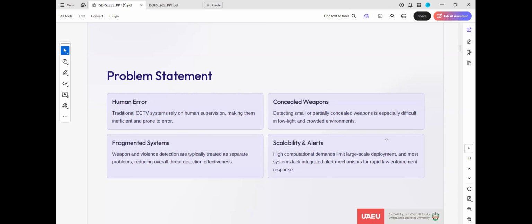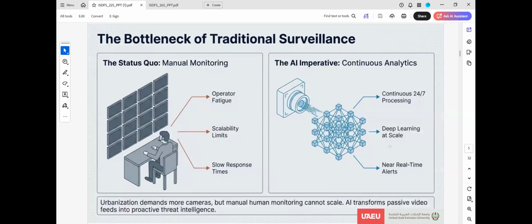And the next, fragmented system. Why do we have to focus on the fragmented system? Because it's not like there is only one weapon, it may be different. So in that case, how do we segregate them? That is one problem. And after an incident happens, how do we alert the rest of the people? So that is the problem. We have to consider all these problem statements and move on to our proposed system.